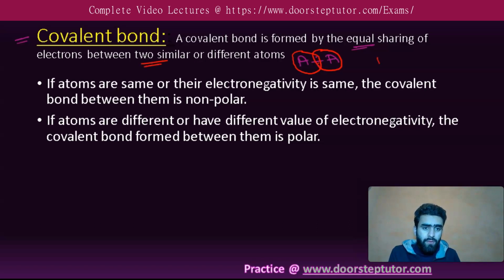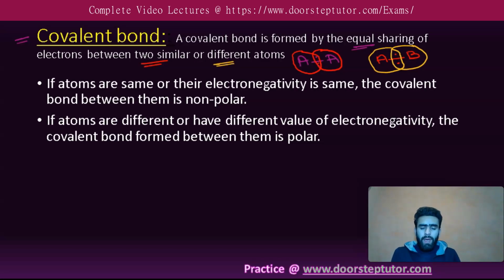Similarly, if we have two different atoms like this, A and B, they share these two electrons. The sharing can be represented like this. These two electrons are shared by both A and B. So this is the formation of a covalent bond by two different atoms.